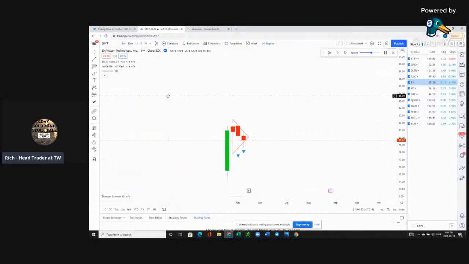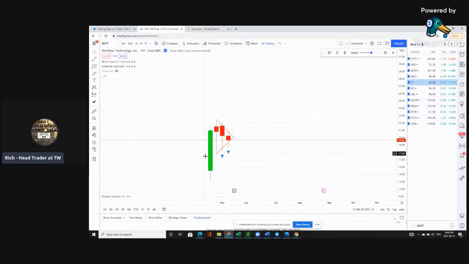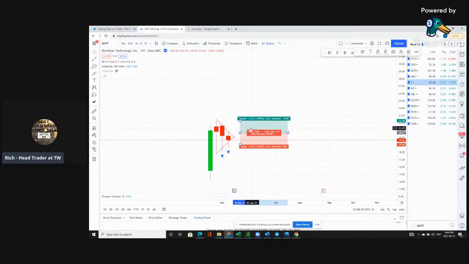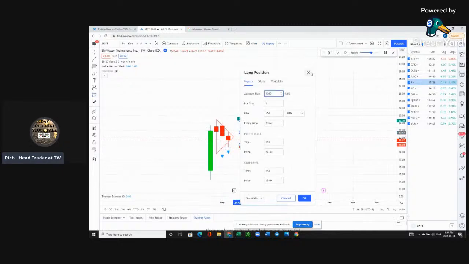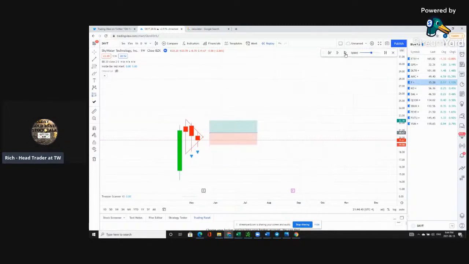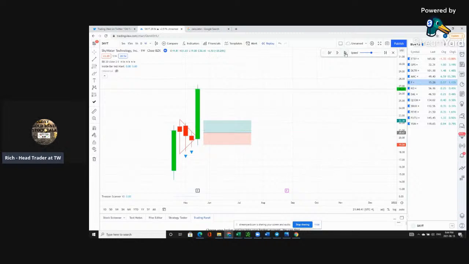Everyone asks me about IPOs and new companies. This is what you do. You let it do its thing, then you wait for the inside bar patterns right here. If I'm taking this trade, I'm long with the order right here. Okay, stop right there. Entry would be $20.67. Then we hit play. Okay, look at that.